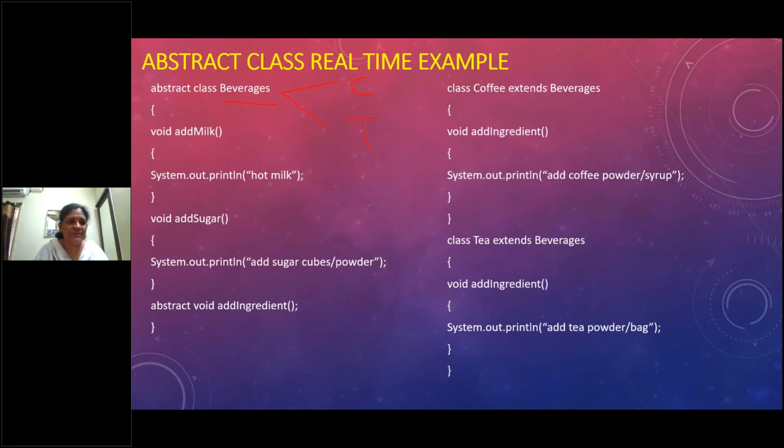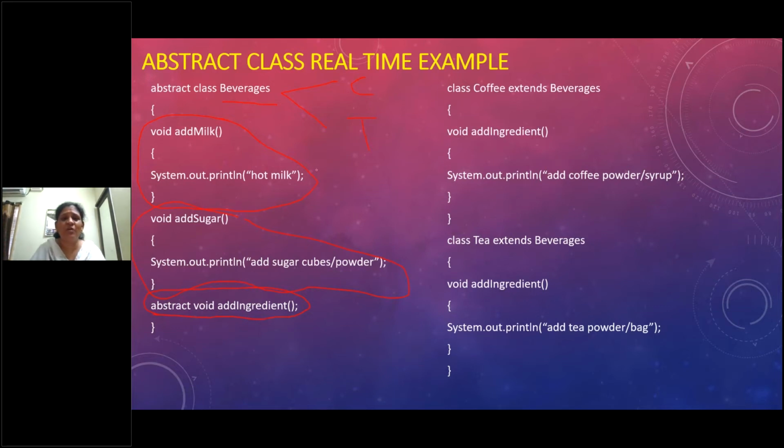So what I'm trying to do is, I have given concrete methods for add milk. I have given the implementation for the milk method here in this abstract class. Similarly, I gave the implementation for sugar too, because these two are the common methods for coffee as well as tea. And I have taken one abstract method called add ingredient, which needs to be implemented by the child classes.